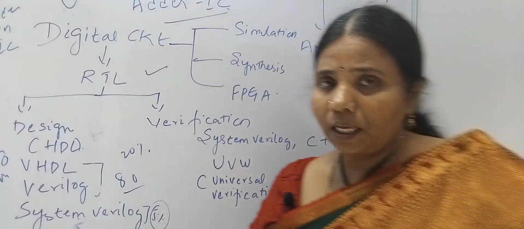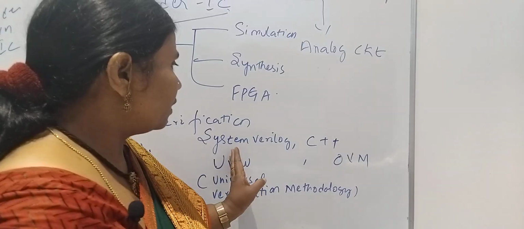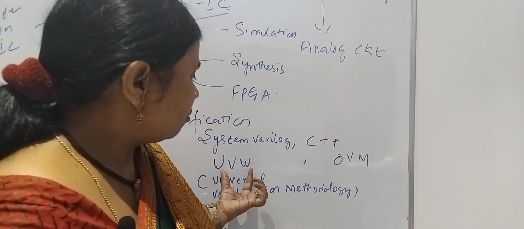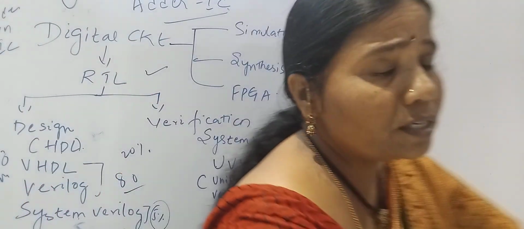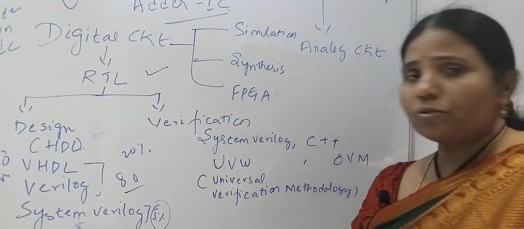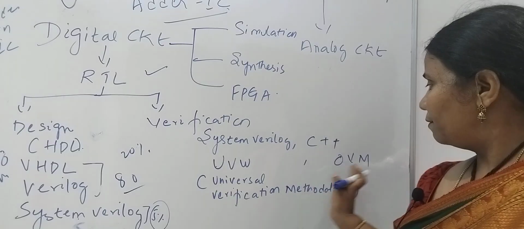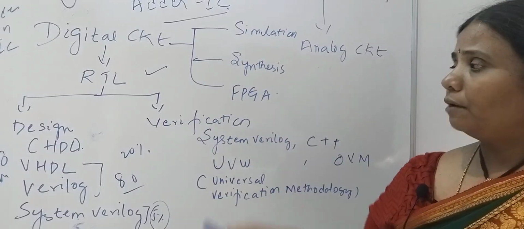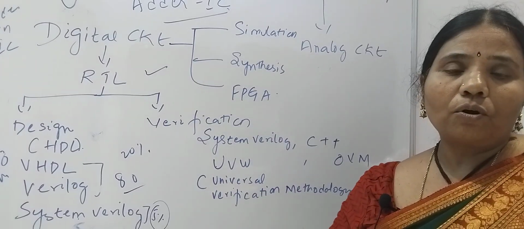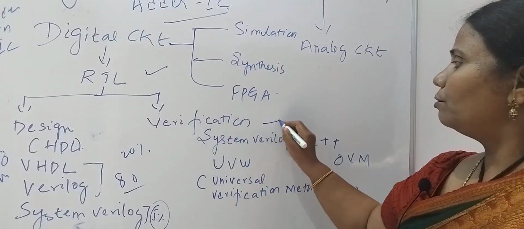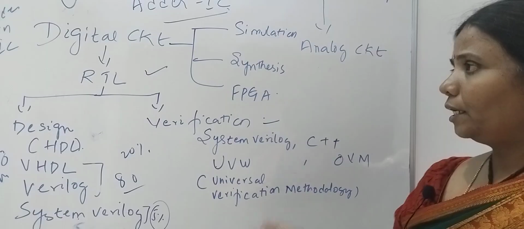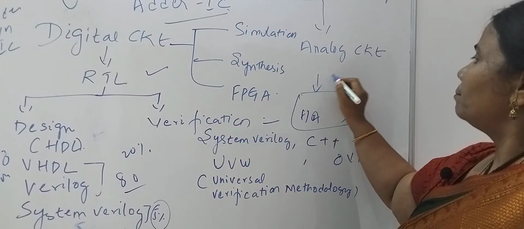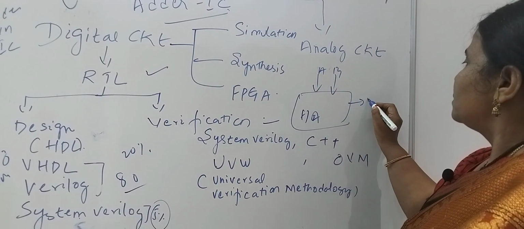Verification is done using programming languages such as System Verilog, or C++, an object oriented language, or UVM. UVM is nothing but universal verification methodology, which is open source. Using any one of them, they can do the verification of your code for the circuit. In verification, for given inputs, they check what outputs they get. Think you have written code for the half adder. A half adder has how many inputs? It has 2 inputs A and B, and 2 outputs, sum and carry.